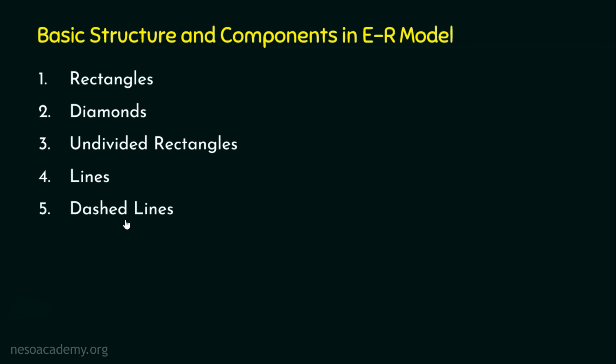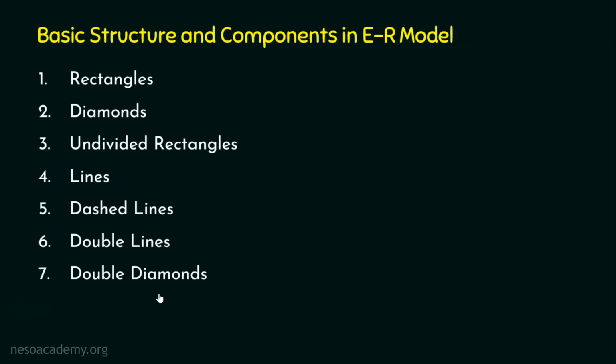Dashed lines. When we have an optional relationship, then we can go for dashed lines. What about the next one? Double lines. Double lines are for total participation. We have 2 types of participation constraints, partial participation and total participation. So double lines are used for total participation. The last one is double diamonds. Double diamonds are for weak relationships. So this is about the basic ER features.